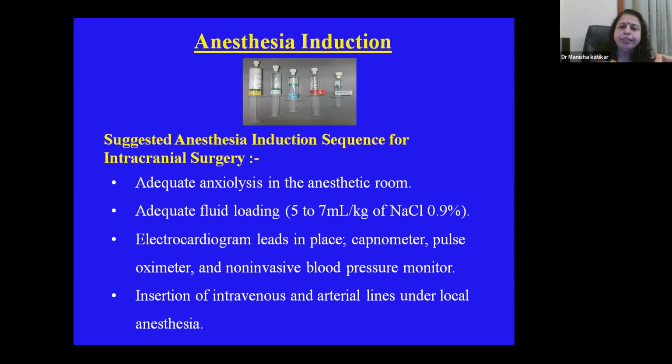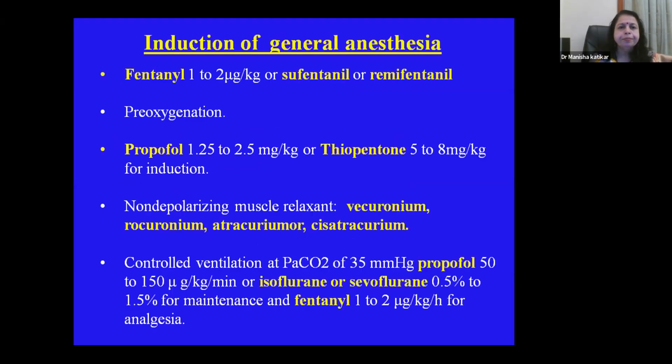After adequate anxiolysis in the anesthetic room, give the patient adequate fluid, load him with isotonic normal saline. Put your monitors in place, basic monitors: ECG, NIBP, pulse oximetry, ETCO2. Put in a big-size cannula, either a 16 gauge or 18 gauge cannula. Plan when to put your arterial line, whether you need that arterial line, or are you going to put that arterial line under local anesthesia or after induction.